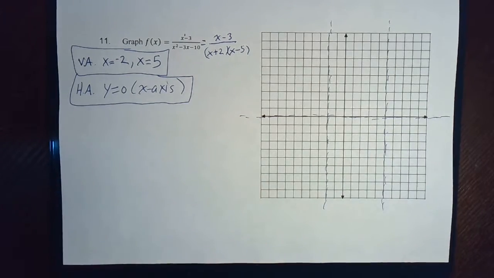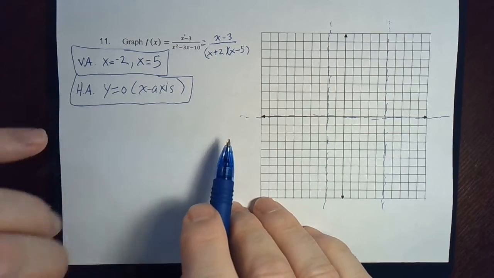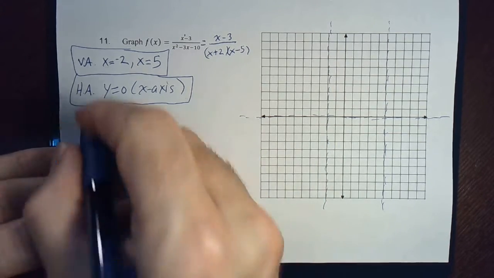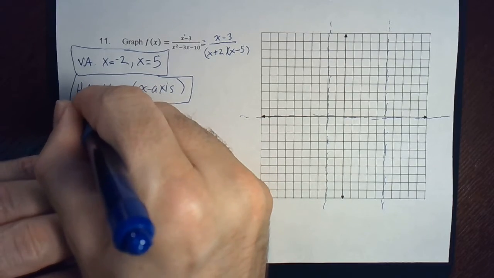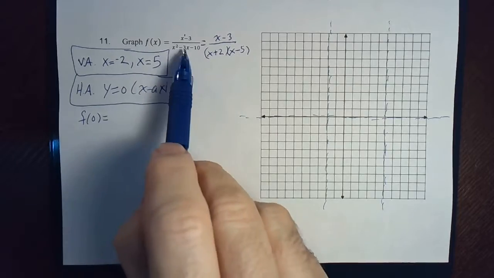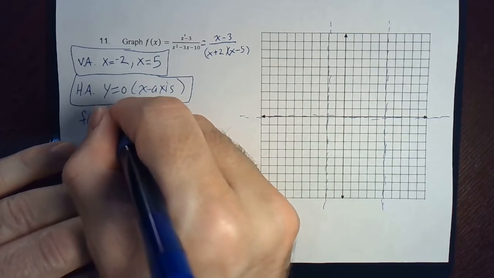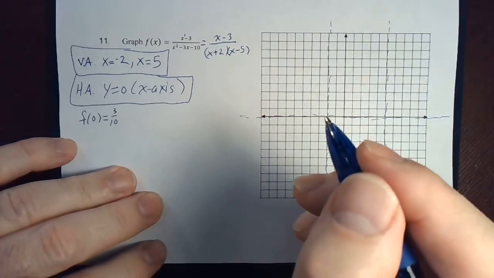All right, so we have our one horizontal asymptote and two vertical asymptotes. Now let's plot a few points. Let's start with a nice easy one, 0. What is f of 0? Well, if x is 0, we're going to get negative 3 over negative 10, or 3/10.